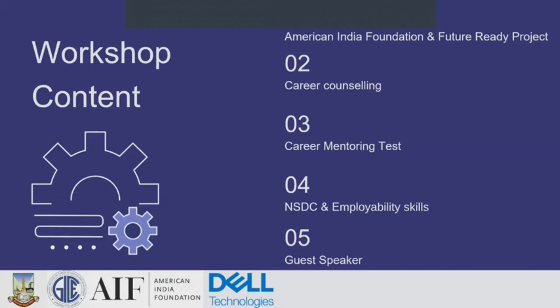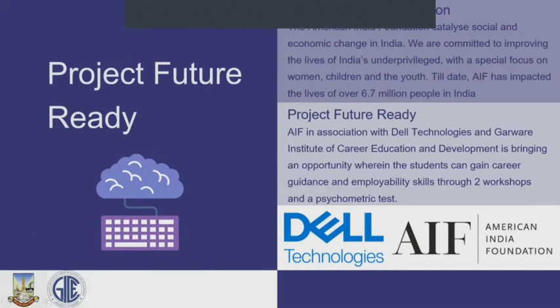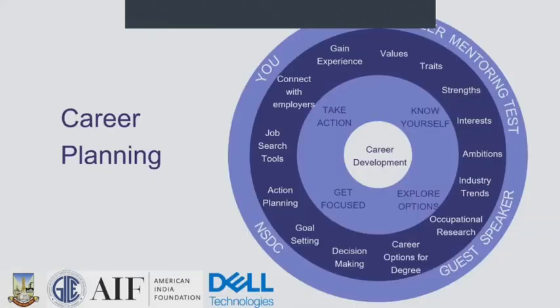So now, looking at career planning. Career planning has four main components. That is A, self-assessment, B, career exploration, C, getting focused, and D, having an action plan.